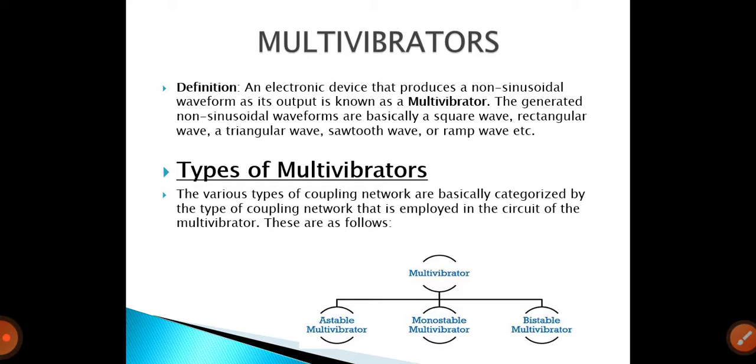And in this multivibrator, why we call it a multivibrator means it doesn't give sinusoidal waveforms, right? It doesn't give sinusoidal waveforms, right? That is the working of the multivibrators. The generated non-sinusoidal waveforms are basically square wave, sawtooth wave, rectangular wave, triangular wave, or a ramp wave.